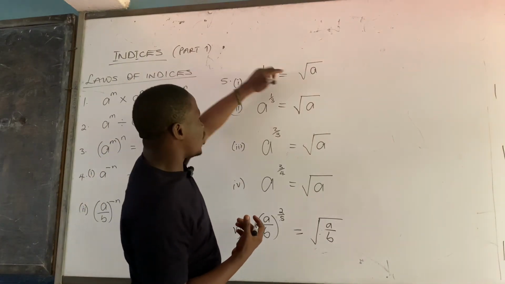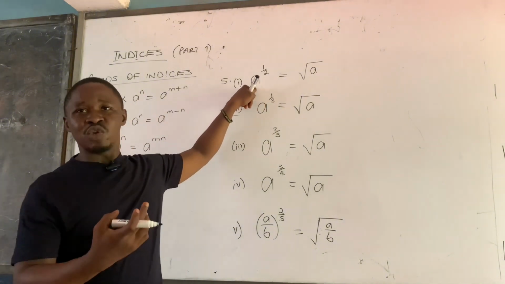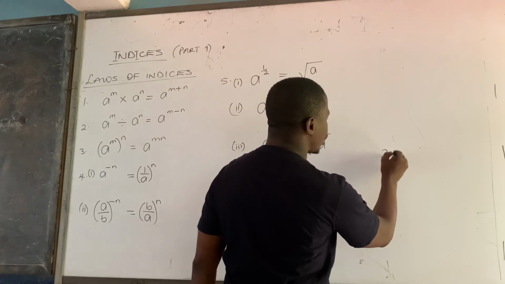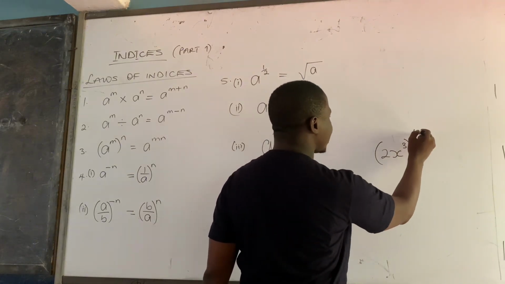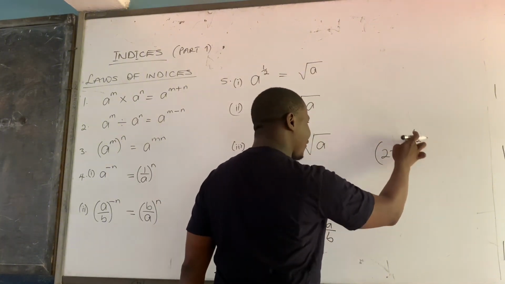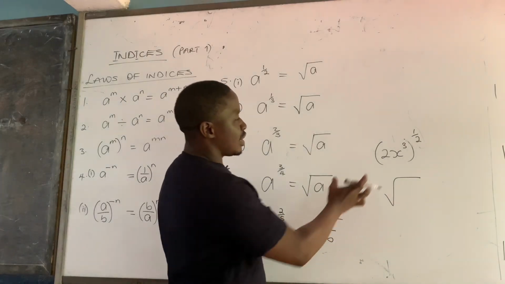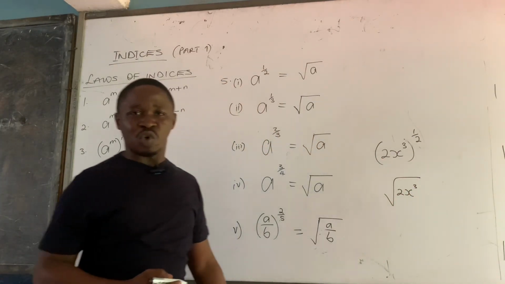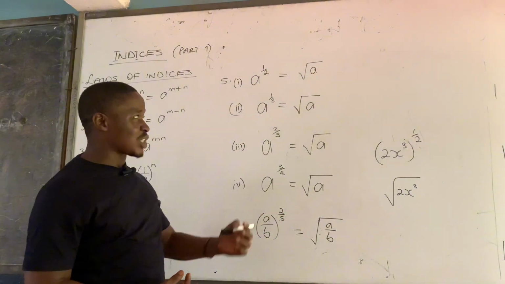Because the power is a fraction, we have a root. What should be in the root? The base, whether it's a single value, a compound, a bracket, or whatsoever. Even if you have something like 2x to the power of 3, and the power is a fraction, the most important thing is, because the power is a fractional number, we have a root. And what should be in the root? The base, that is 2x to the power of 3. This is what we call fractional power law, fractional index law, fractional exponent law.